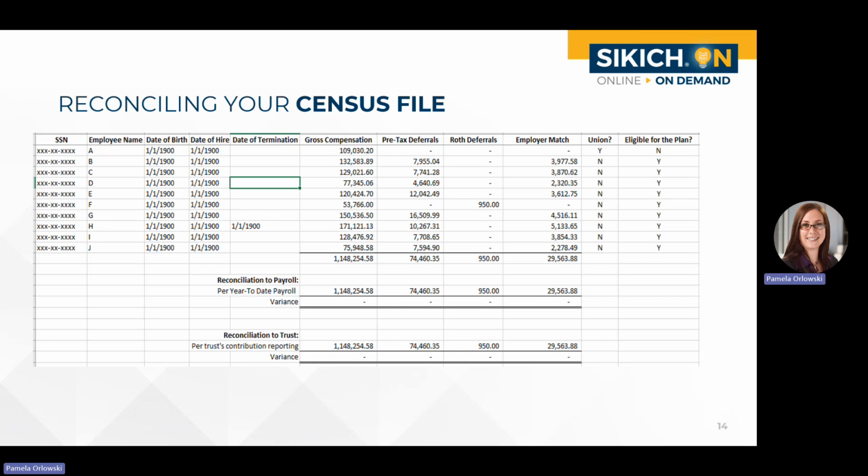So what we have here on this slide is a very high-level example of a census file and how you can perform that reconciliation. Just for sake of size, we didn't include all of the potential fields. But one thing I do really want to point out here is this example employee A. So this person had compensation during the year, but happened to be a union employee and not eligible for this plan. But you see, we still put the person in here. We made sure that our total per our census on these monetary fields agreed to both our payroll and our trust reporting.